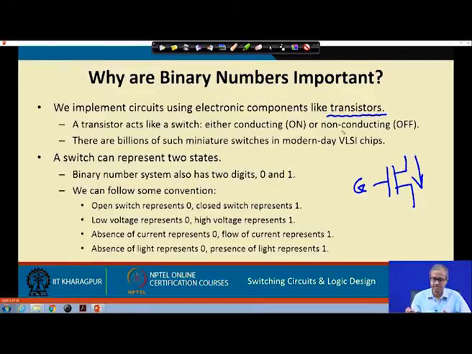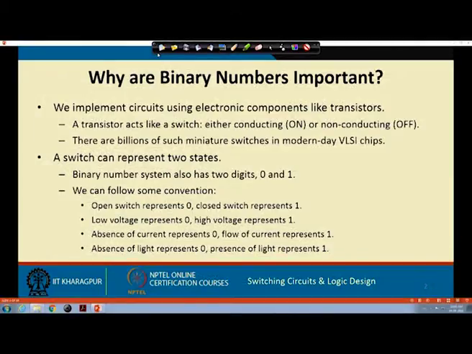There are two states. Now, in a modern day VLSI chip, there are billions of such transistors. That means, there are billions of such switches, very small in size. They all turn on and turn off in synchronism depending on some external event or applied input, and they realize some functionality that we want them to realize. As I said, a switch can represent two states, either conducting or non-conducting.